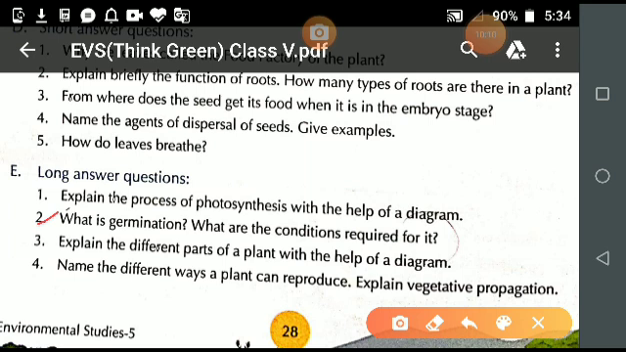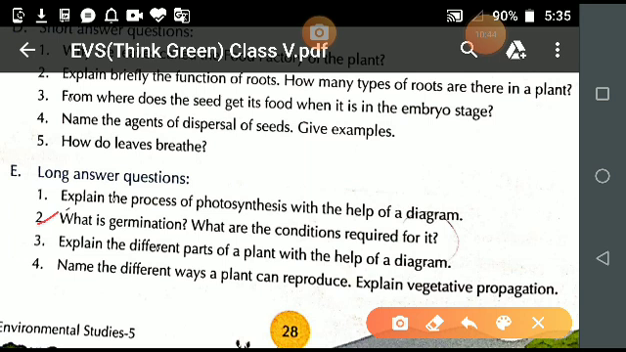Is it clear? After that the seedling develops root and shoot. But firstly, what does the seedling develop? Root. After the root, the shoot system develops. Is it clear? Now after that you will observe leaves and branches, and finally it grows into a new plant.